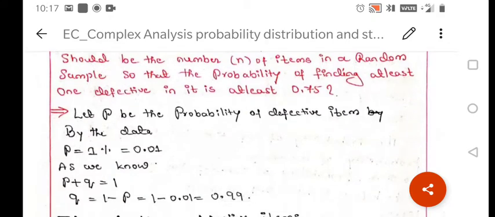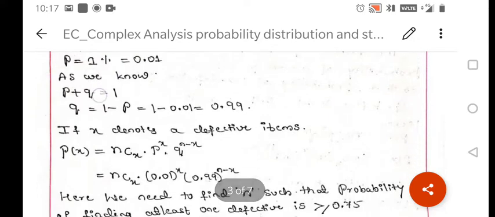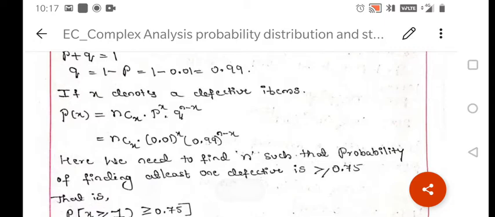Let P be the probability of a defective item. By the data, P is equal to 1%, that means 0.01. Now Q is equal to 1 minus P, which is 0.99. If x denotes a defective item, then probability of x will be equal to nCx p raised to x q raised to n minus x. So that is equal to nCx into 0.01 raised to x into 0.99 raised to n minus x.